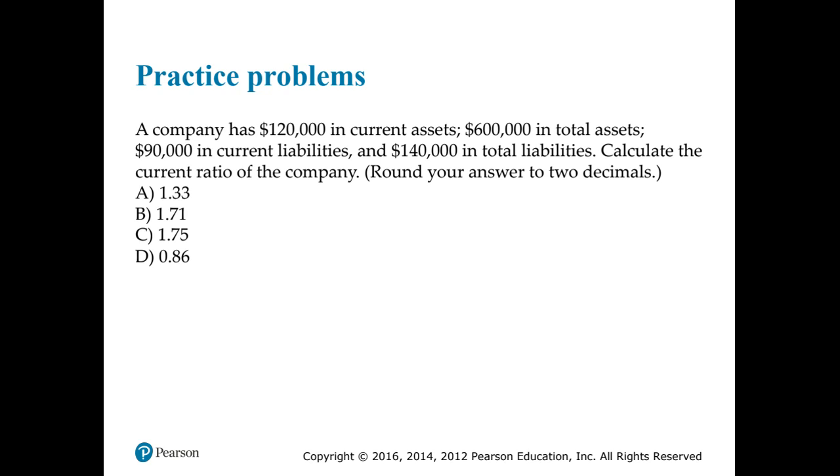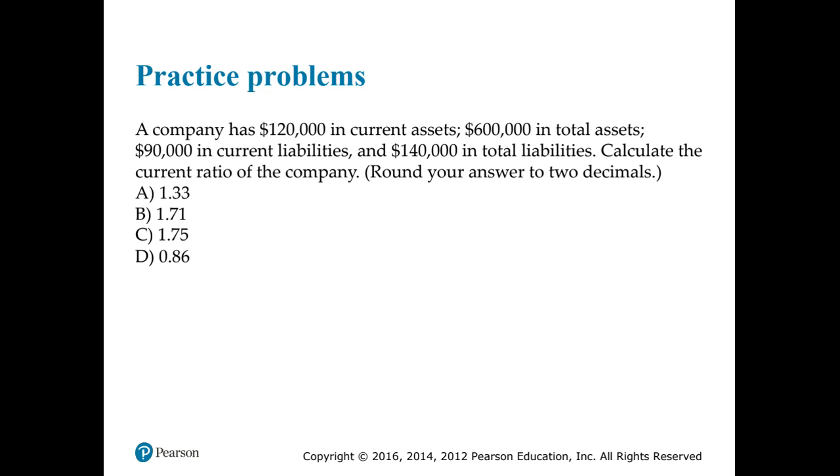Does anyone have this one? It doesn't make sense. In the book it said total current, but then they're saying total and then current. So a company has 120 in current assets, 600,000 in total assets, 90,000 in current liabilities, and 1,400 in total liabilities. Calculate the current ratio of the company. So how do we calculate the current ratio? Total current assets divided by total current liabilities.